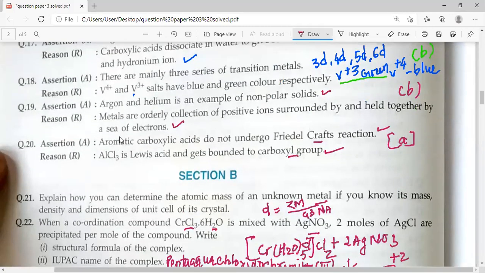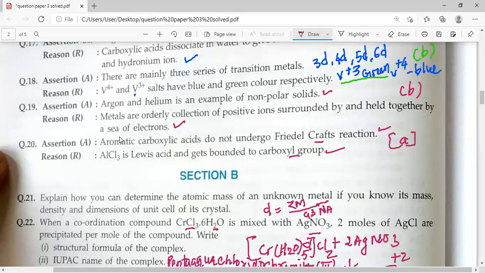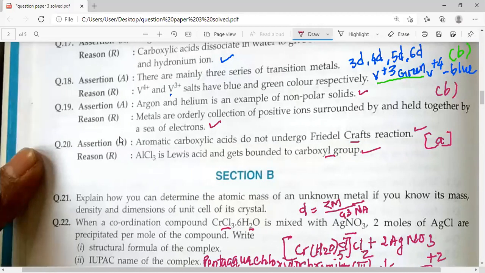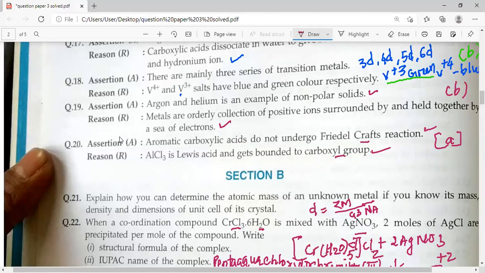Now let's look at the question number 18, my dear students. Assertion A: There are mainly 3 series of transition metals. Now the 6D series is incomplete, my dear students, so that is why we call it mainly 3 series. Reason: V plus 4 and V plus 3 salts have blue and green color. So please remember that V plus 3 is of green color and V plus 4 is of blue color, my dear students. Here also both the statements are correct, but they are not exactly the explanation of each other, and that is why the answer B is correct for question number 18.